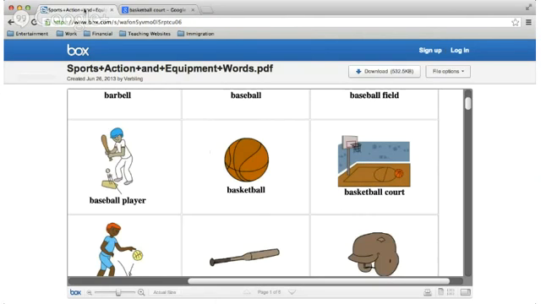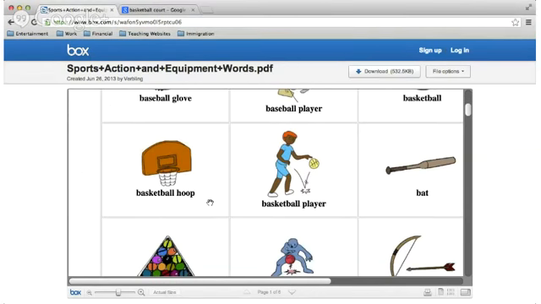Let's go to Amparo. Go ahead and read this word for us. Basketball hoop. Okay. Now with this word, it is an oo sound. Hoo, hoop. Hoop. Okay. One more time. Basketball hoop. Hoo, hoop. Basketball hoop. There you go.